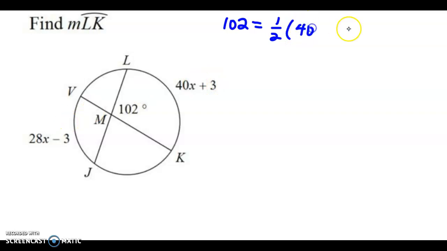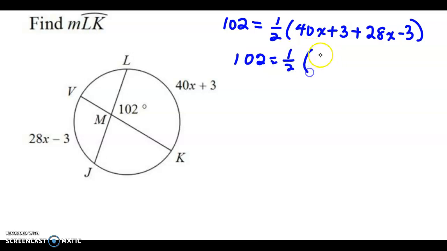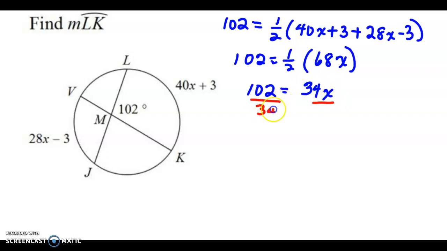So we're going to take 40x plus 3, and we're going to add it to 28x minus 3. And then we're just going to clean this up a little bit. So you have 102 equals 1/2, and that's 68x, and the 3's drop off, which is most excellent. And this is 34 when you take half of 68. When you divide by 34, x is equal to 3.